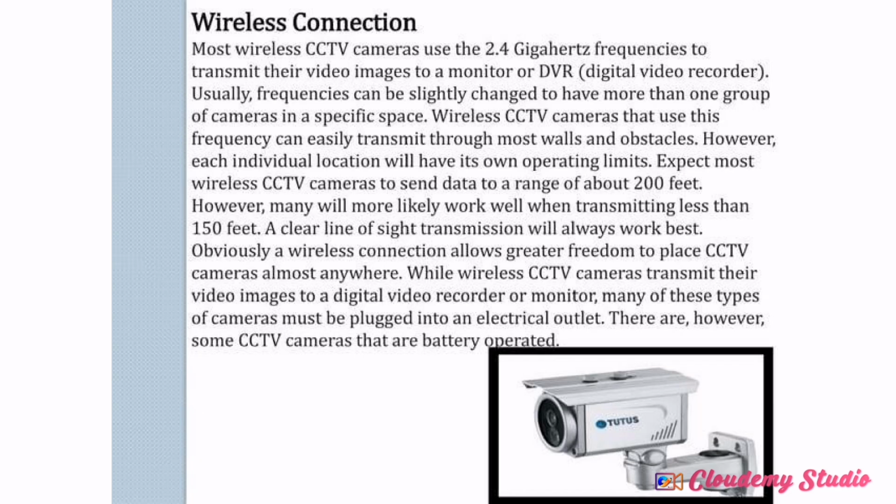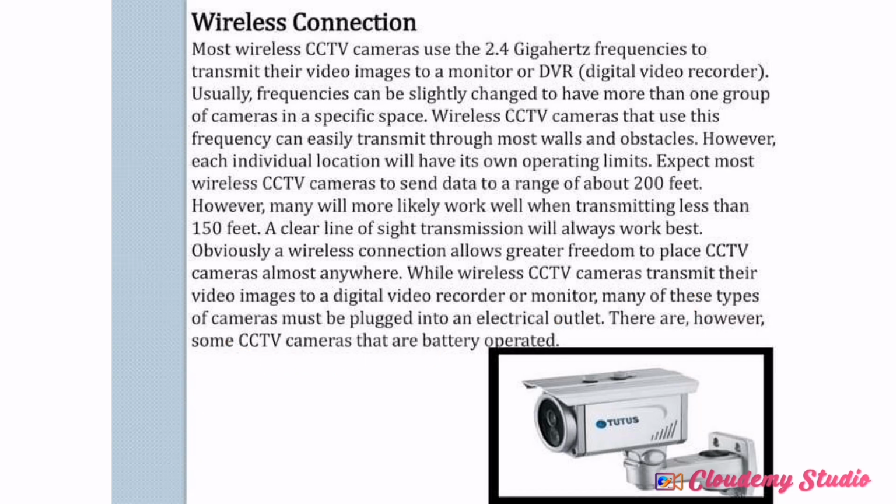Okay, so obviously a wireless connection allows greater freedom to place CCTV cameras almost anywhere, while wireless CCTV cameras transmit their video images to a digital video recorder or monitor. Many of these types of cameras must be plugged into an electrical outlet. There are, however, some CCTV cameras that are battery operated.